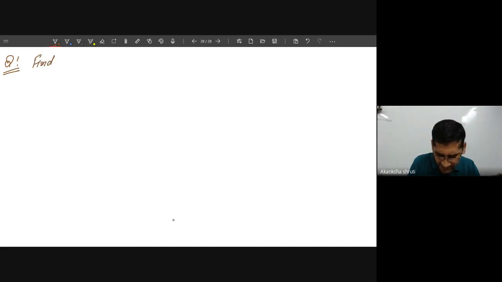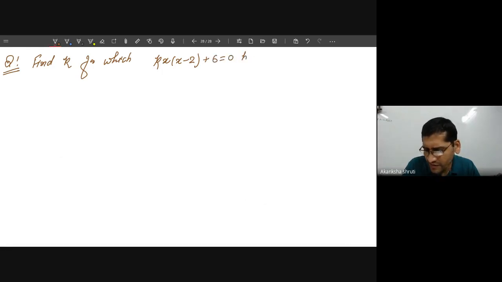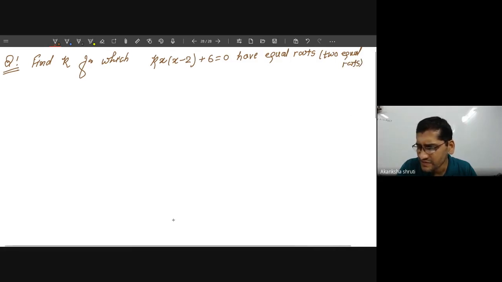So find k, or the value of k, for which this kx(x minus 2) plus 6 is equal to 0 has equal roots. Student, equal roots or two equal roots mean the same thing. Sometimes it is written as two equal roots, and sometimes it is simply written as equal roots, but both mean the same thing.